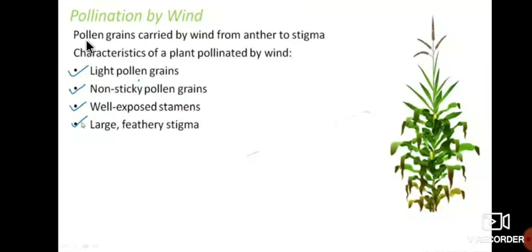Pollination by wind, how does the pollination take place? Pollen grains are carried by wind from anther to stigma. Characteristics of a plant pollinated by wind: light pollen grains. Only light pollen grains will be carried by the wind, non-sticky pollen grains. Because if the pollen grains are sticky, they attach to the birds or insects when they sit on that flower. These are non-sticky pollen grains, so they don't stick to any part of the insects or birds. Well exposed stamens and a large feathery stigma.